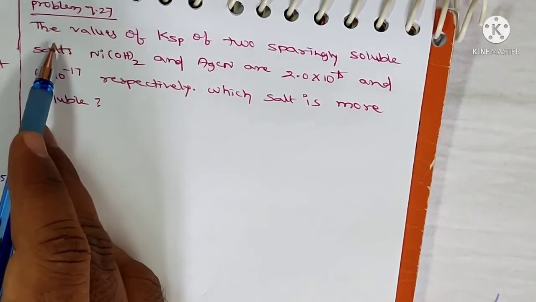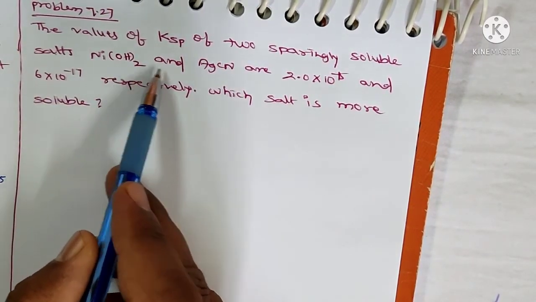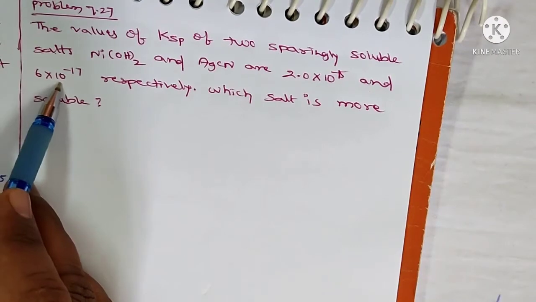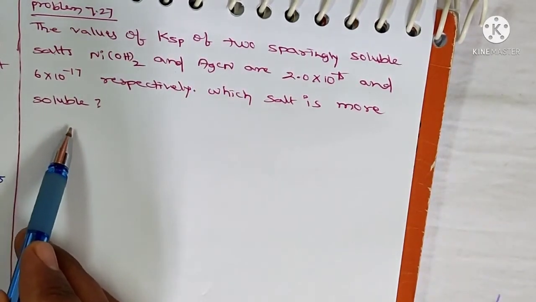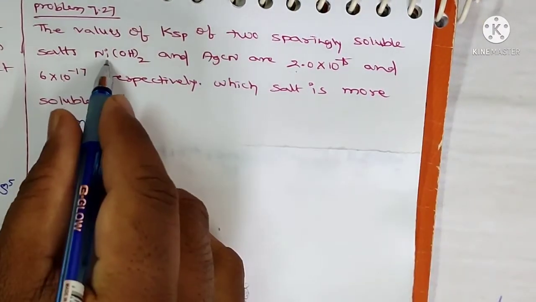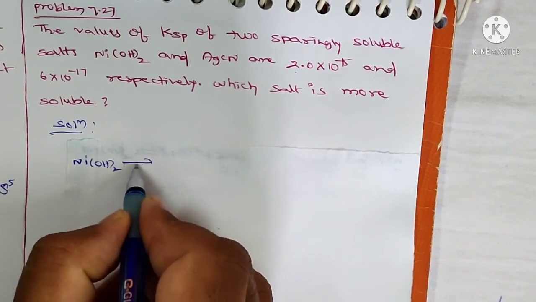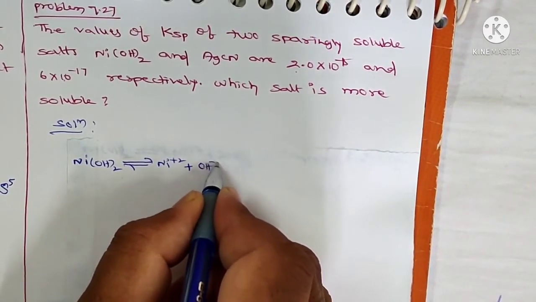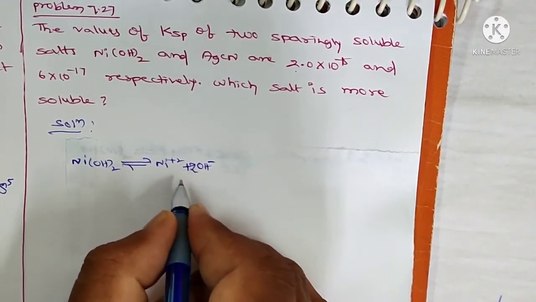Next, problem number 7.27. The values of KSP of two sparingly soluble salts, Ni(OH)2 and AgCN, are 2.0 into 10 to the power of minus 15 and 6 into 10 to the power of minus 17 respectively. Which salt is more soluble? Let us solve that problem. Two salts are given. The first salt, Ni(OH)2, dissociates into Ni2+ plus OH minus, and here 2 moles of OH minus.